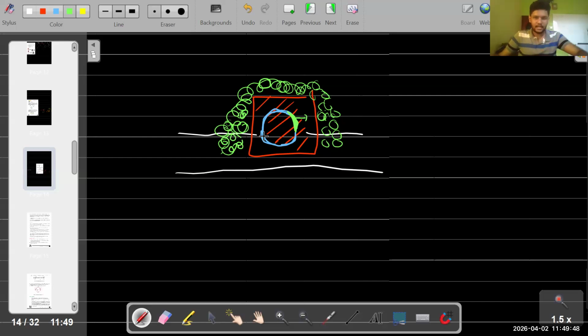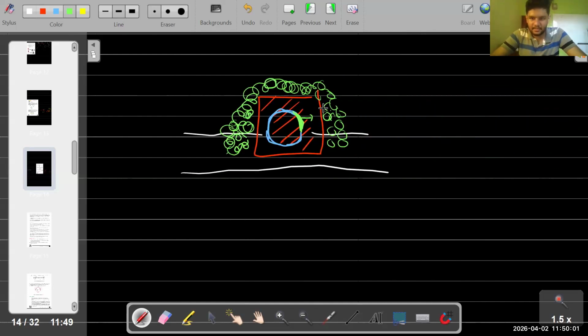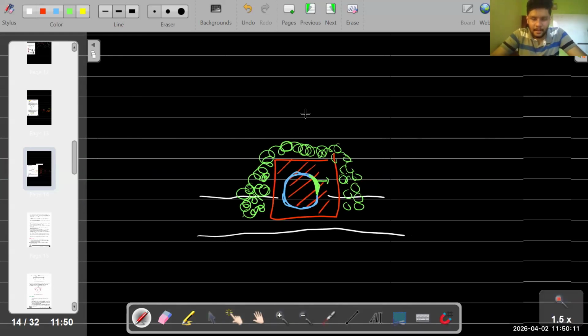Yes. Now, can you understand that? Right. Now let's see. Can we explain that statement? Where is that statement? See. The cells in the tumor are actually genetically transformed by the segment of the plasmid of agrobacterium. Blue is the plasmid, green is the segment.